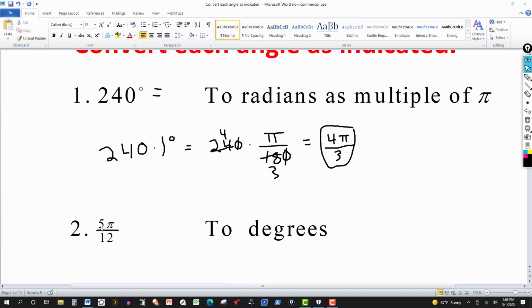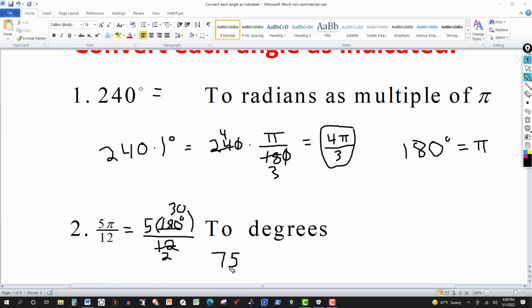Now the next one, anytime you have something where the pi is already there, 5 pi over 12, you can replace the pi by 180. We could just write this as 5 times 180 over 12. You can divide this out. 6 into that is 30, 6 into this will go 2. And of course 2 will go into 30 15 times. So this is going to give us 75 degrees. And that's just replacing the pi by 180. Now this is your solution for this one here.